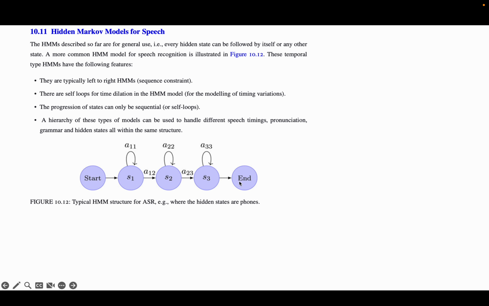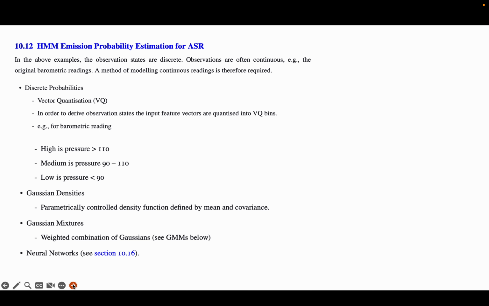It's all forward. A hierarchy of these types of models can be used to handle different speech timing, pronunciation, grammar, and hidden states all within the structure. So the hidden states are actual phones, and then the A11, A12, etc. are the A matrix state transitions. So you can see that there is not an A32, that would be 0 because that's not allowed, nor is there an A31 or an A21. So some of the transitions are missing because we're assuming we're going only forward in the model.